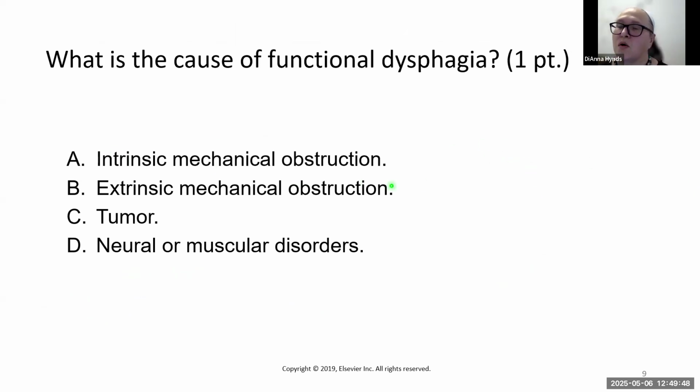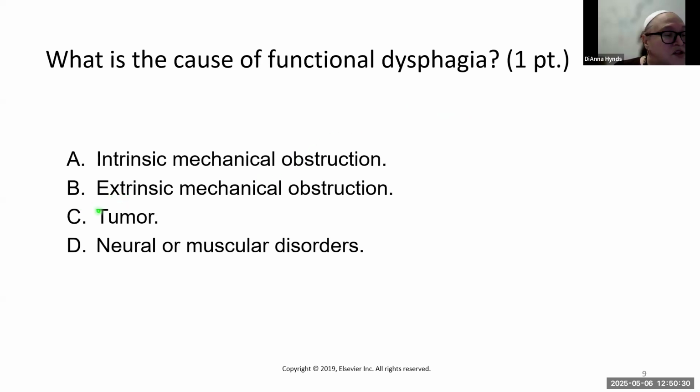Okay, and so this is a 1-point question, just kind of knowing the definition of functional dysphagia, or well, in this case, the cause of functional dysphagia. So what is the cause of functional dysphagia? Is functional dysphagia caused by intrinsic mechanical obstruction? Is it caused by extrinsic mechanical obstruction? Is it caused by tumor? Or is it caused by neural or muscular disorders? And so which one of these would cause functional dysphagia? Dysphagia is dysfunction in eating, right?